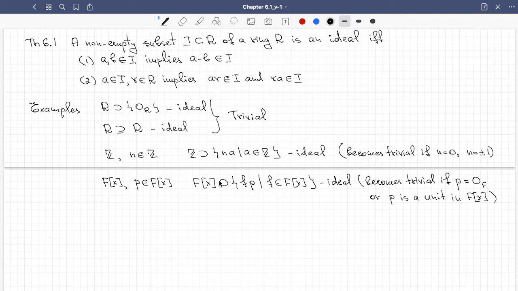From these two examples, one can generalize. From the last two examples, one can generalize theorem 6.2. Let R be a commutative ring with identity.